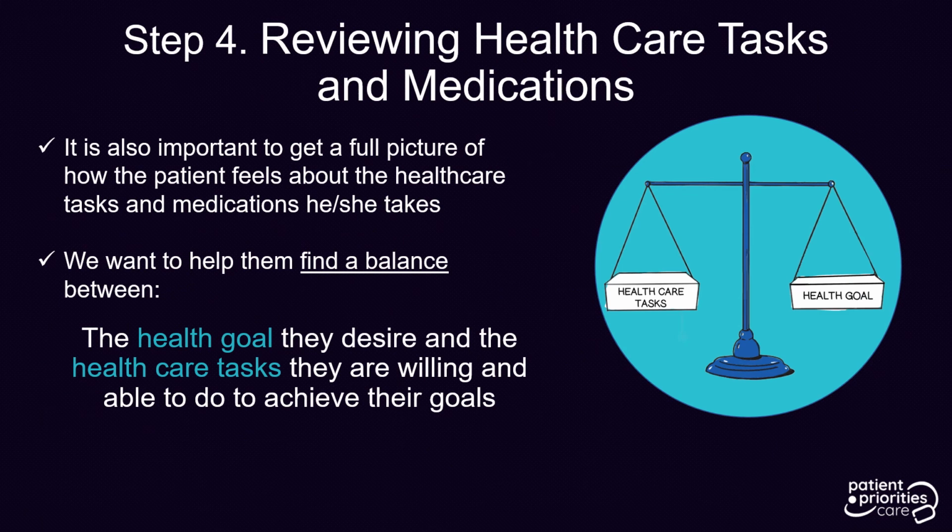To get a full picture of the patient's health care and what matters most to the patient, we must understand how the patient feels about her healthcare tasks and medications. You may want to help the patient find a balance between the health goal she desires and the healthcare task the patient is willing and able to do to achieve this goal. This balance is the patient's health priorities.